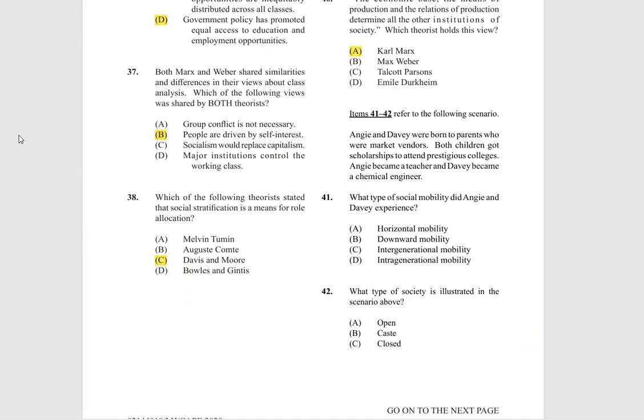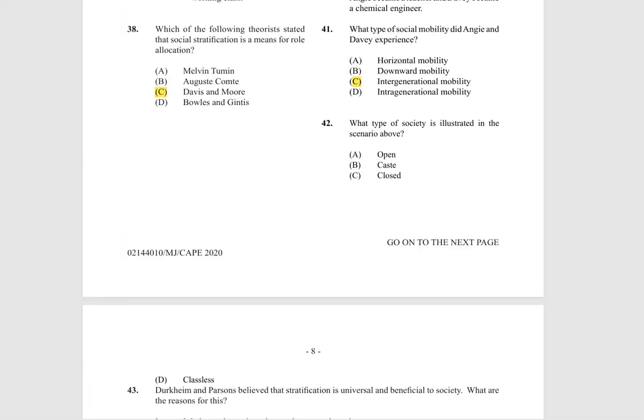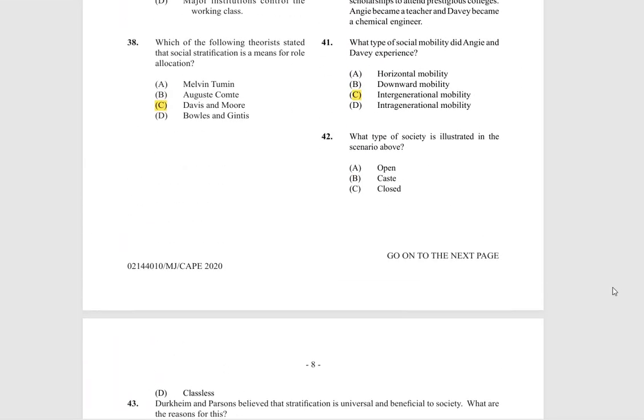So what type of social mobility did Angie and David experience? Is it horizontal mobility, downward mobility, intergenerational mobility, or intragenerational mobility? And the answer is C for this one. What type of society is illustrated in the scenario above? Is it open, caste, closed, or classless? And 42 is A, it's an open system, so we can move up.